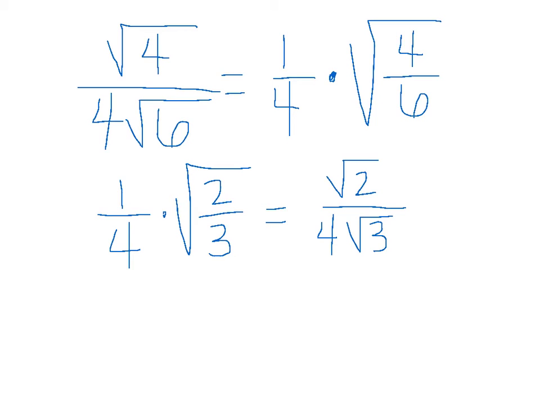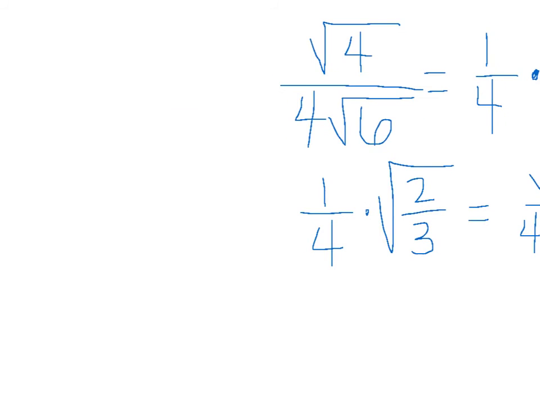Now I'm not finished because I still have this radical in the denominator, but now I'm working with smaller numbers than I would have had originally. So I'm going to multiply times the square root of 3 over the square root of 3. That's the fancy one that I'm going to use.